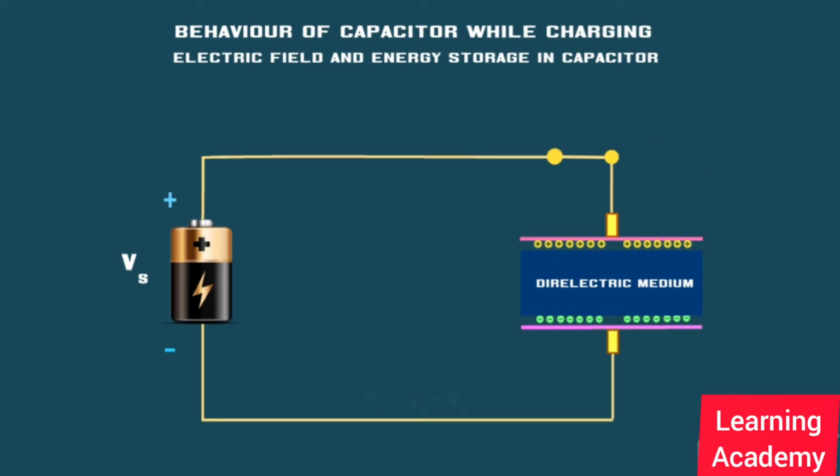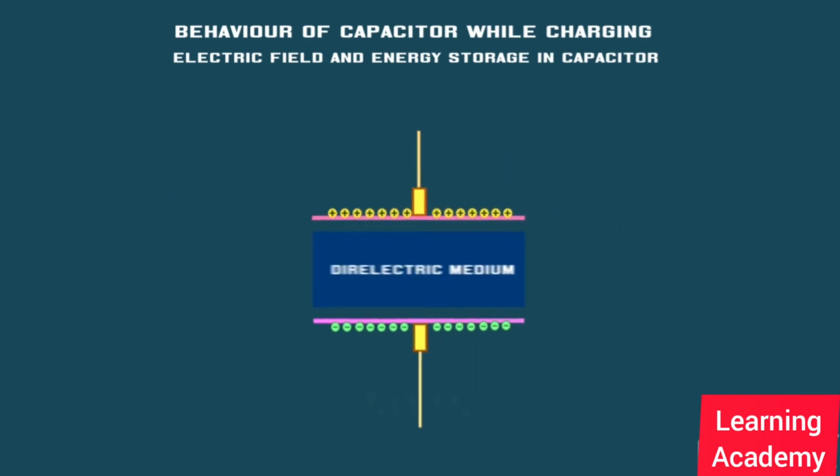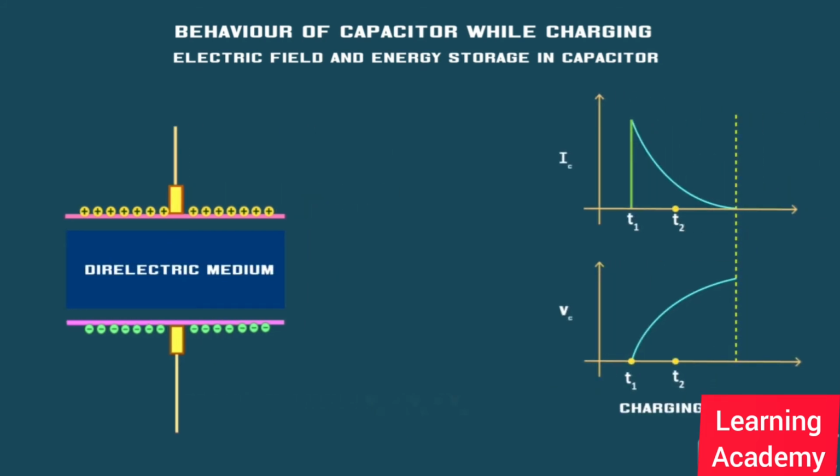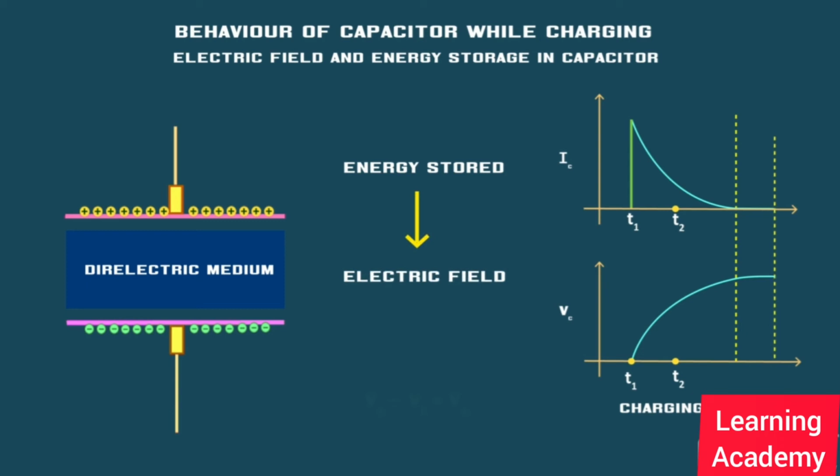Now, let's see what exactly happens when we just disconnect the capacitor. When we disconnect the capacitor from the battery, the charge accumulated on the plates of the capacitor can't escape, as there is no path for the electrons to flow. As the charge exists on the plates even after the removal of the battery, a capacitor is said to be storing the energy in the form of an electric field.